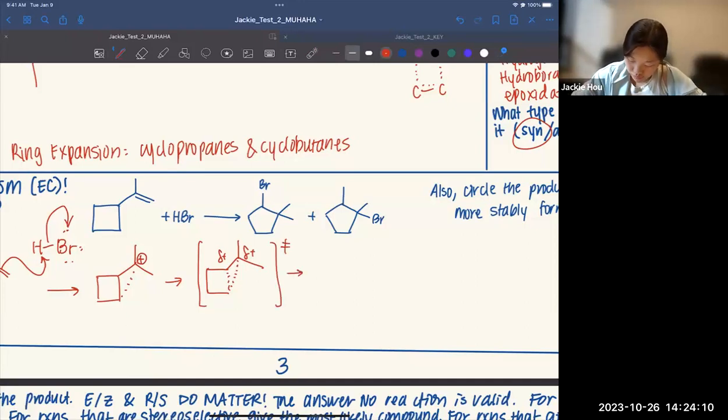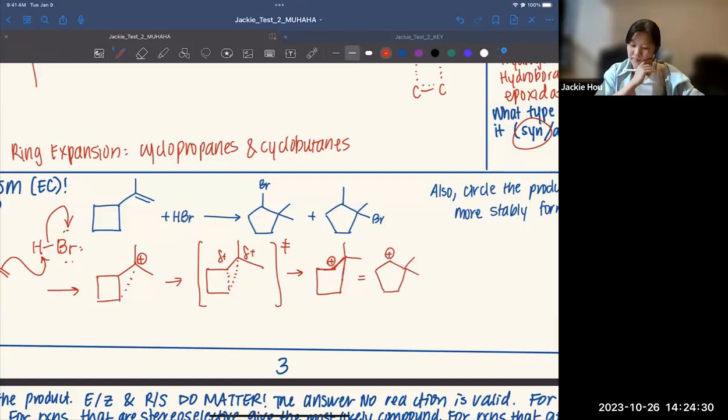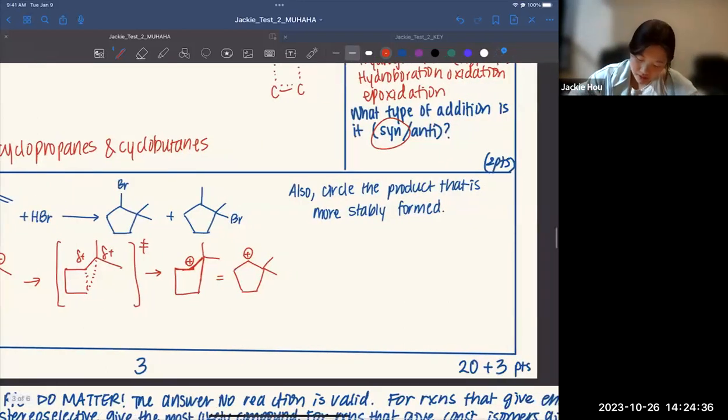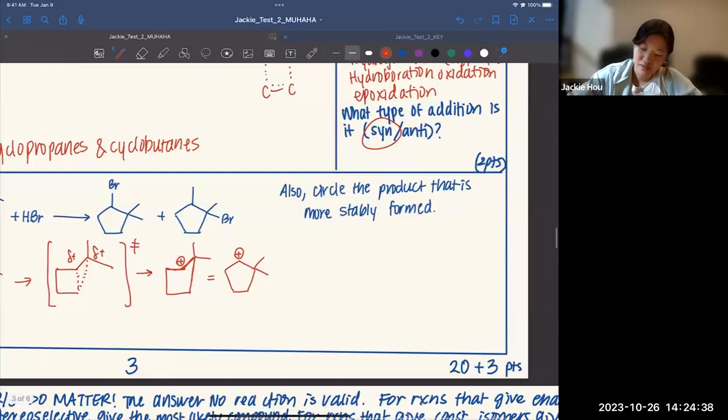And then we're going to form something like this. I'm just going to draw it like this so it makes a little bit more sense. So this will be a positive charge. And we have something like this. And this is equivalent to this. And so bromine can directly add, right? Bromine can add directly, but it's far more stable if we do a methyl shift, right?